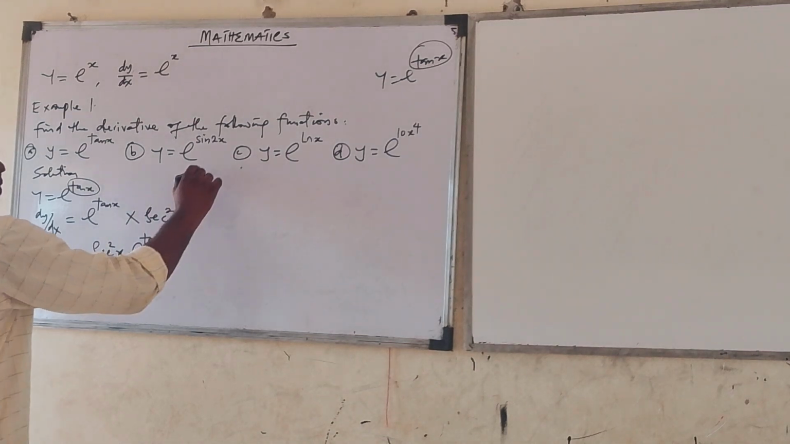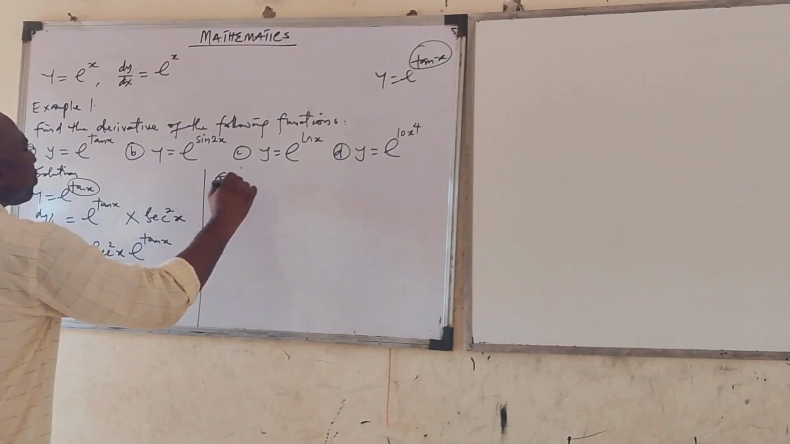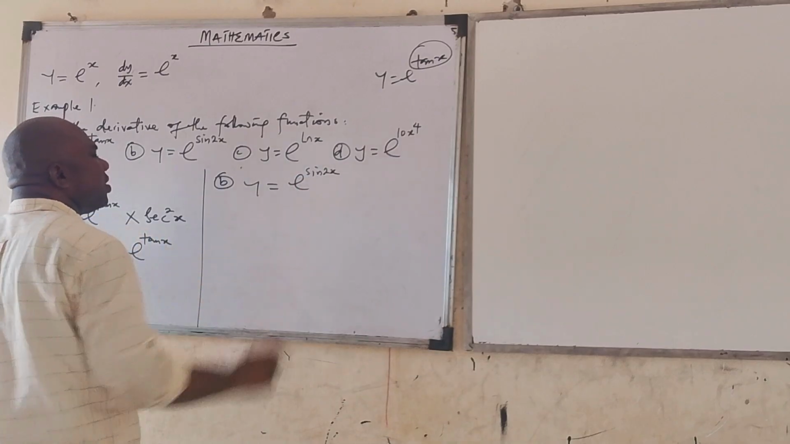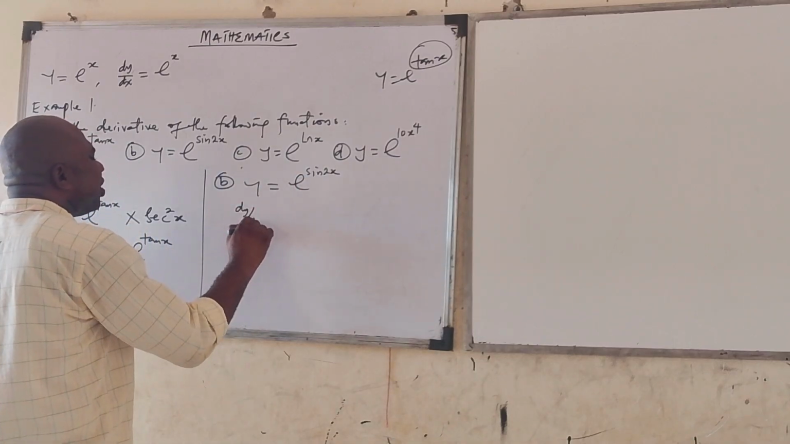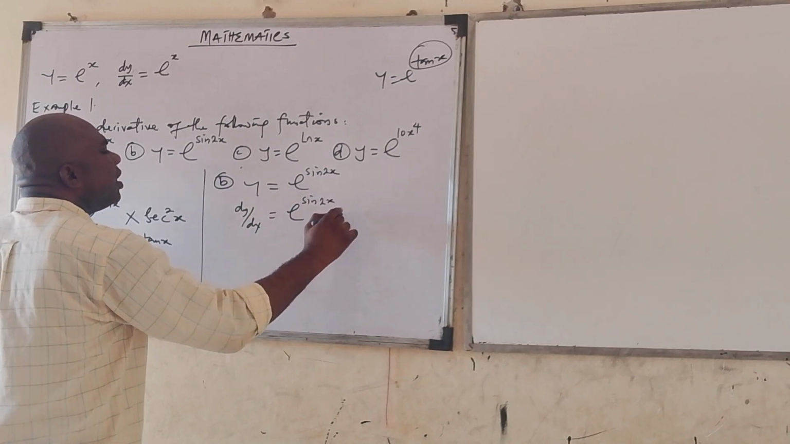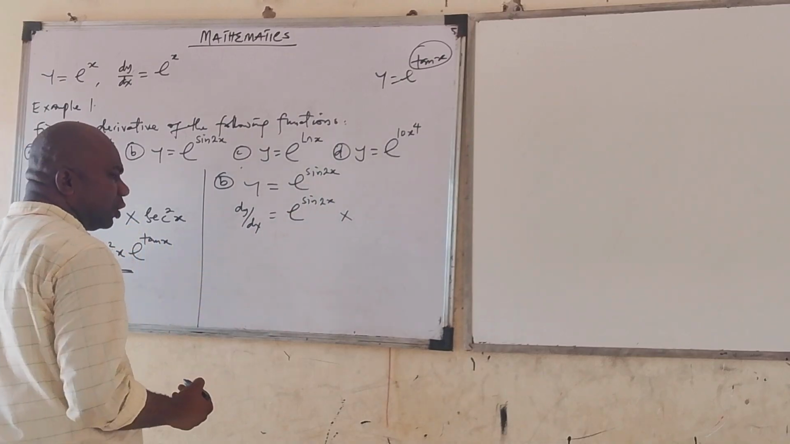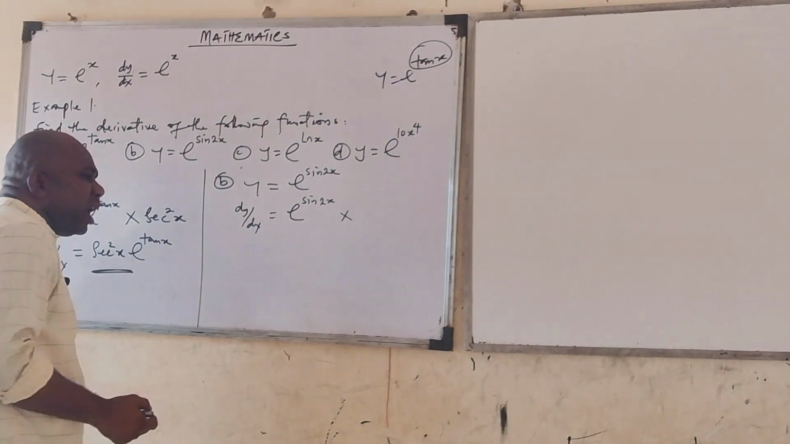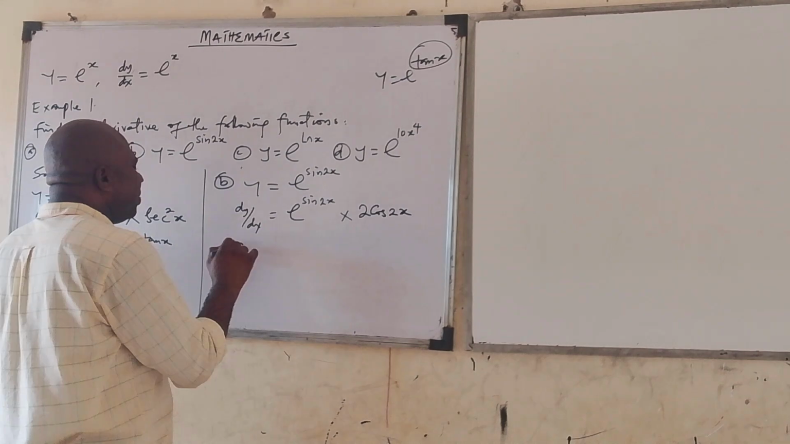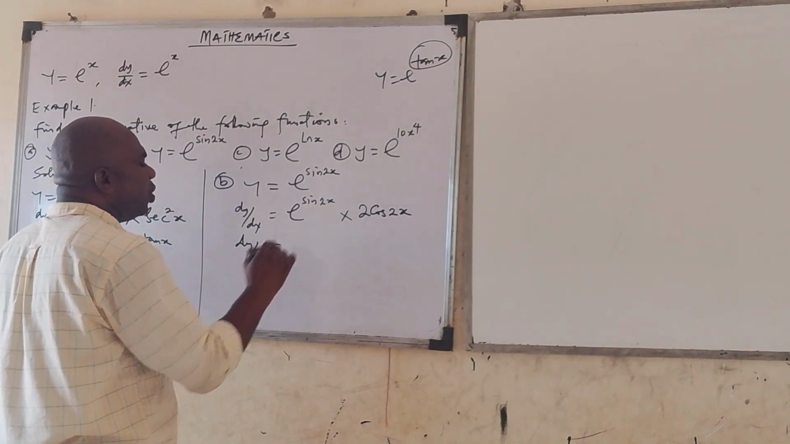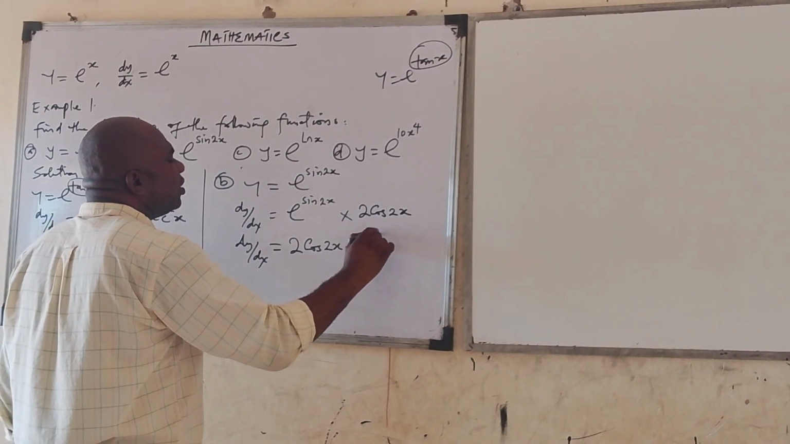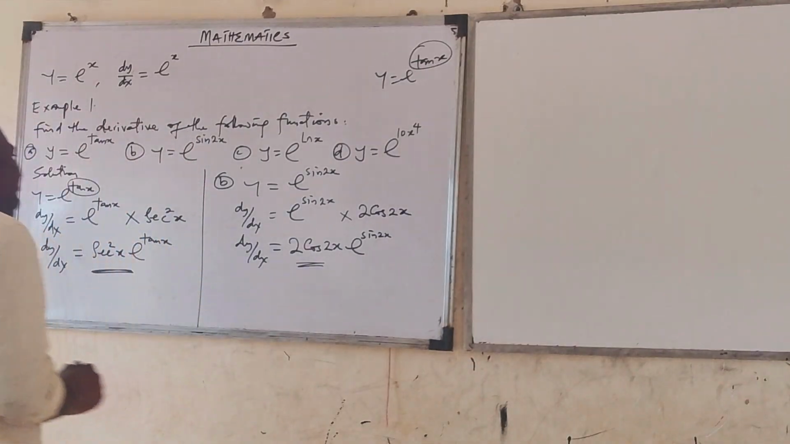Yes. Now let's look at question B. Now B, we have y is equal to e raised to the power of sine 2x. Now dy over dx, when you differentiate e power sine 2x, it gives e raised to the power of sine 2x. Then you multiply it by the derivative of this function, that is the derivative of sine 2x. And when you differentiate sine 2x, it gives 2 cos 2x. It means dy over dx will be equal to 2 cos 2x, then e raised to the power of sine 2x. That's dy over dx.